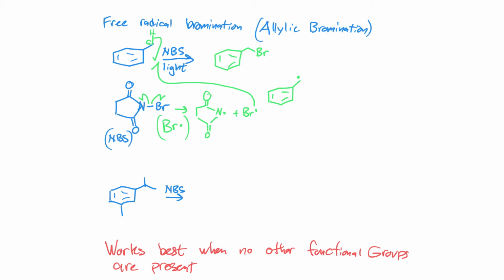What I want you to do is prove to me that this is resonance stabilized. So go ahead and pause the video, and figure out how many additional resonance structures you can draw using these single fishhook arrows, single barbed arrows. Okay, you should have put a radical on each of these three positions in the ring there. So you should have three additional resonance structures showing that that radical is resonance stabilized. It is called an allylic radical. And that's why it works in this position.